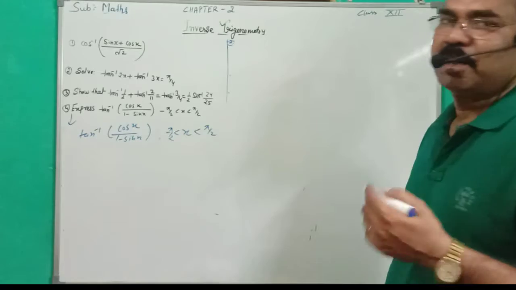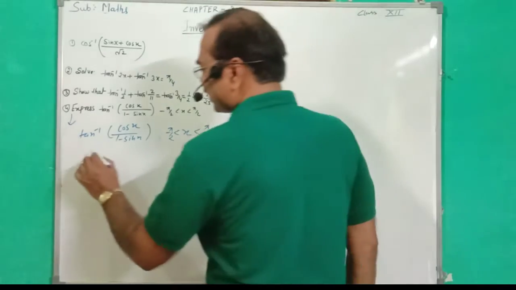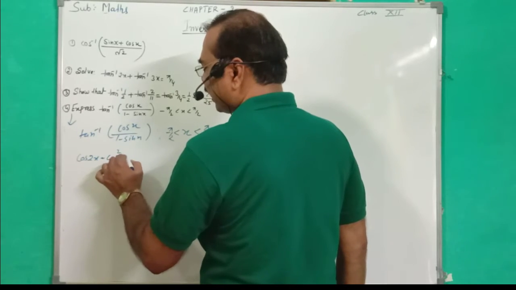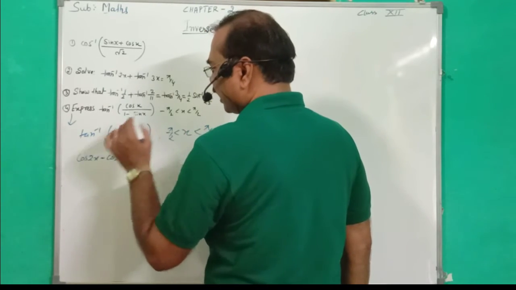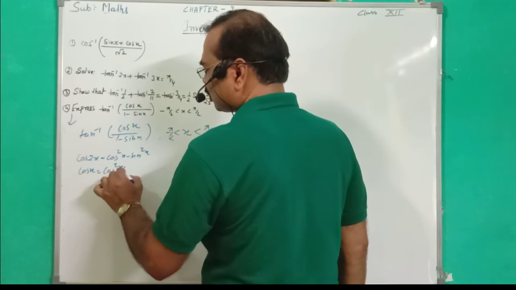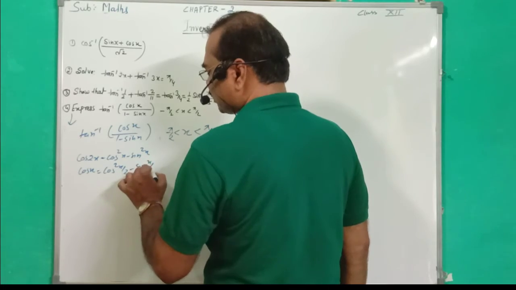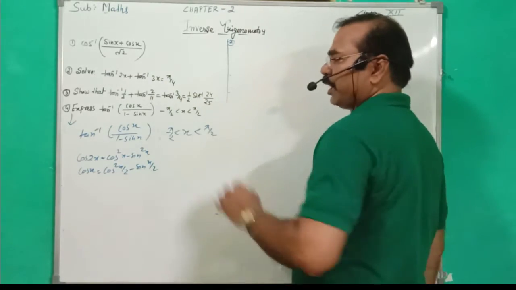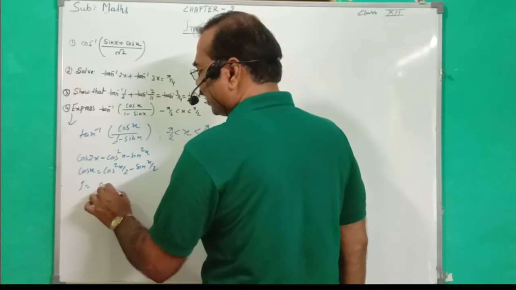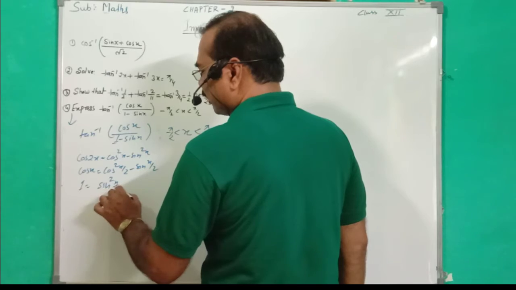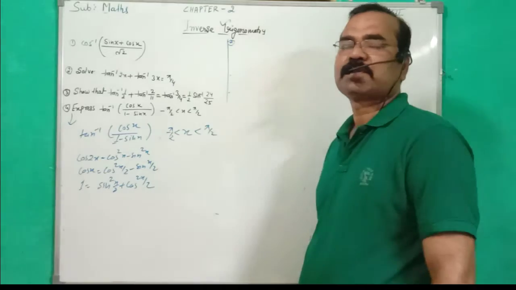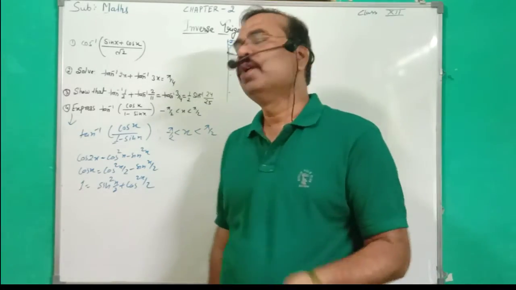Okay students, you know the property of cos 2x. What is the property of cos 2x? cos 2x is equal to cos square x minus sin square x. So we can find the value of cos x as cos square x by 2 minus sin square x by 2. The value 1 we can write as sin square x by 2 plus cos square x by 2, since sin square theta plus cos square theta is equal to 1.